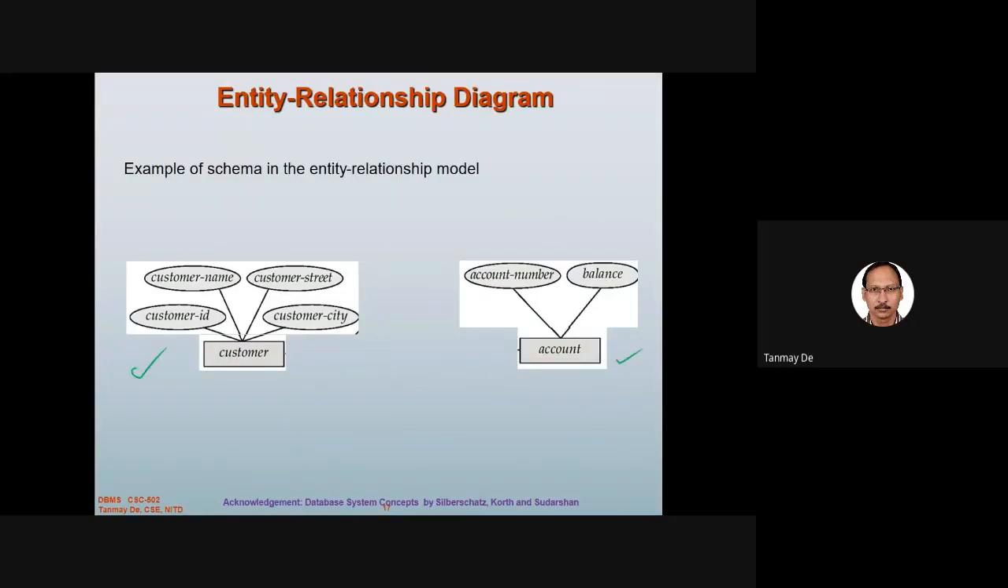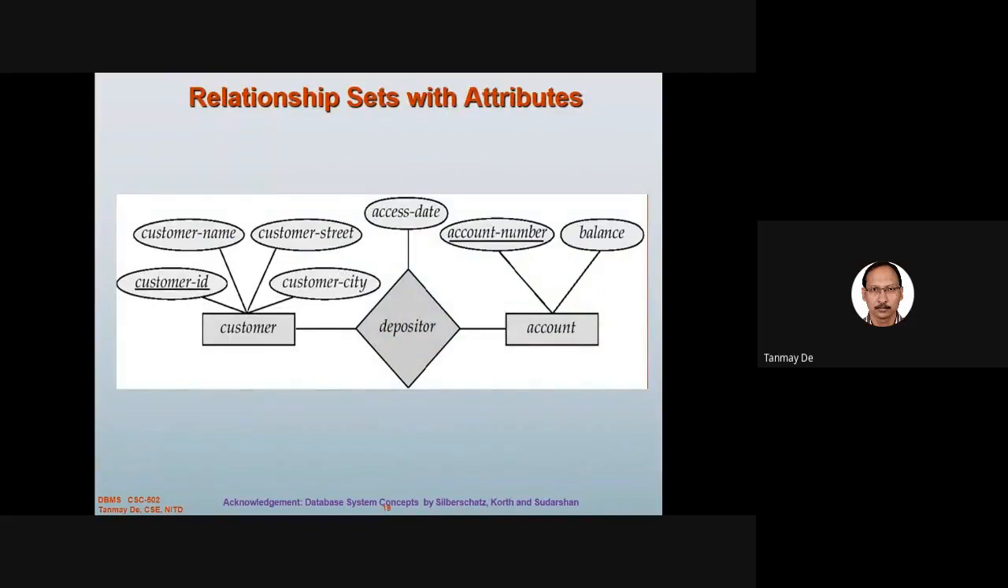Okay, and these two entity sets are associated with the relationship set depositor. You can see the lines are used to connect the attribute with the entity set, as well as the entity set with the relationship set depositor, just like customer connected with depositor and depositor connected with account. Okay.